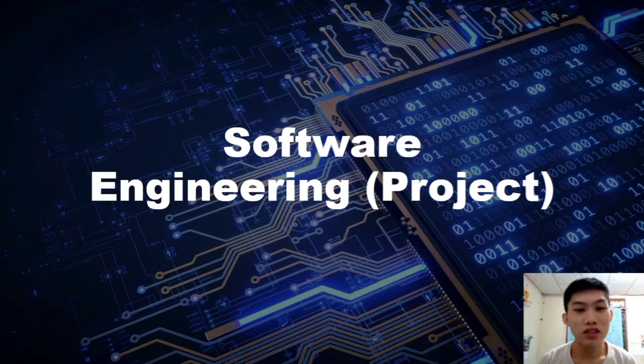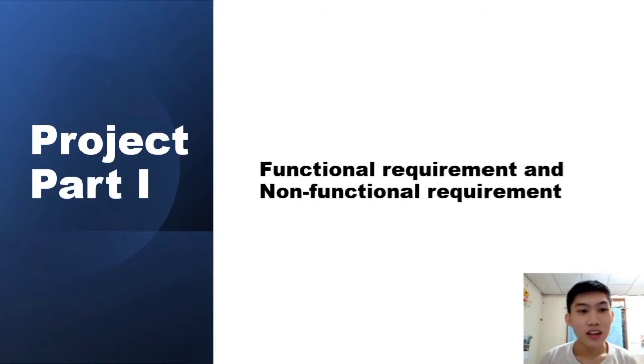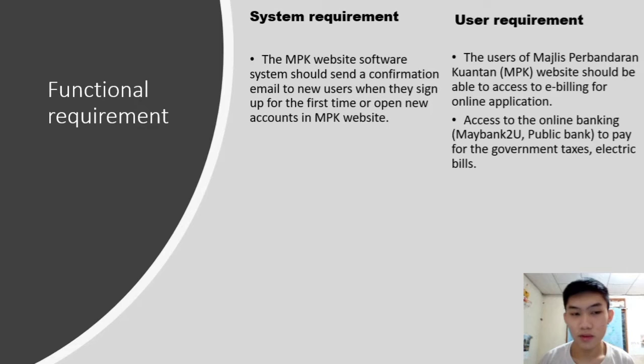Today I would like to give an explanation about the summary of the software engineering project. In project 1, I had delivered functional requirements and non-functional requirements. The first functional requirement is the system requirement.